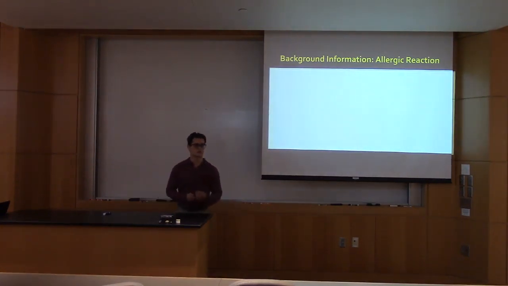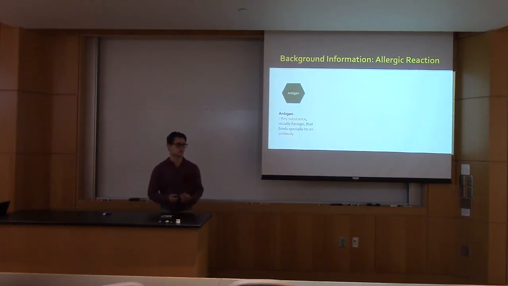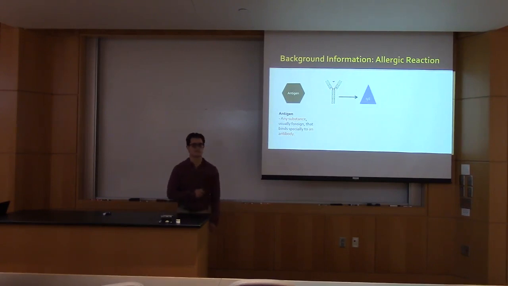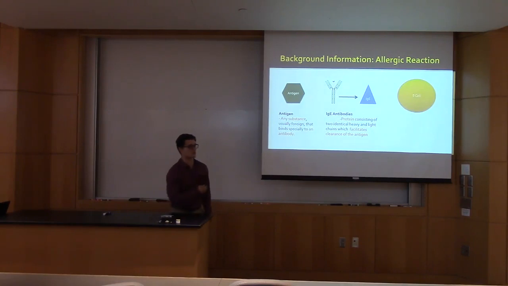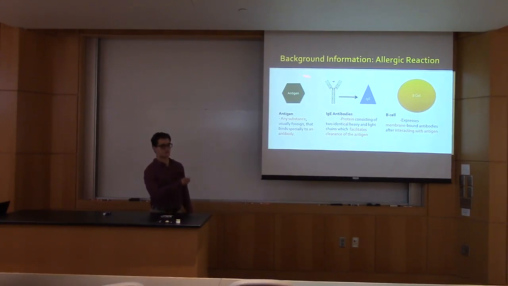So a little bit of background information on allergic reactions. We're going to first start off talking about antigens. An antigen is any substance, usually foreign to the body, that binds specifically to an antibody. The antibody we're going to be talking about right now is IgE, or immunoglobulin E antibodies, and they will be represented through this blue triangle. These IgE antibodies are proteins consisting of two heavy and two light chains that facilitate the clearance of this antigen. And now we have our B cells. Our B cell expresses membrane-bound antibodies after interacting with these antigens. So basically, the B cell has these antibodies that are produced to take care of antigens that are presented into the body.